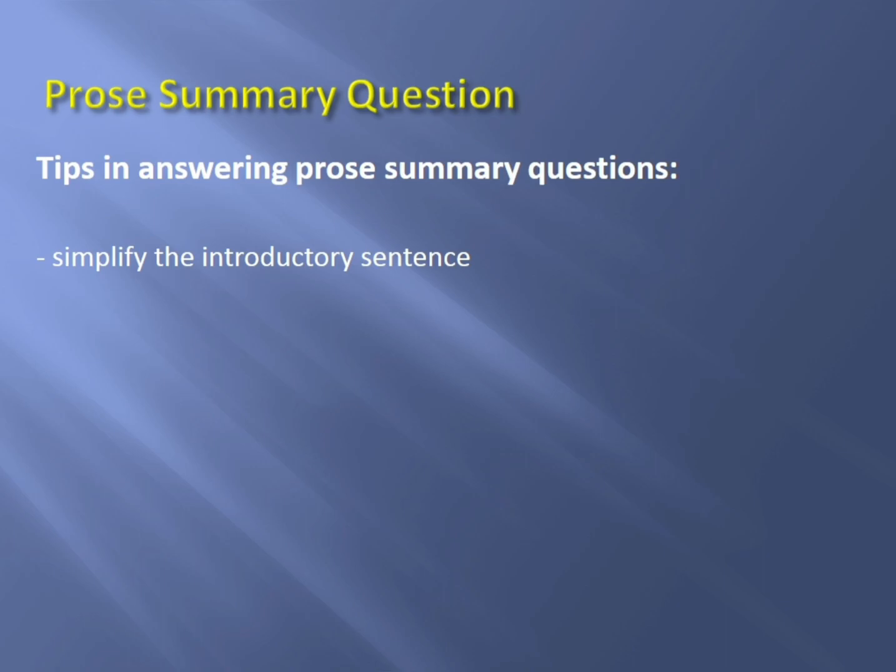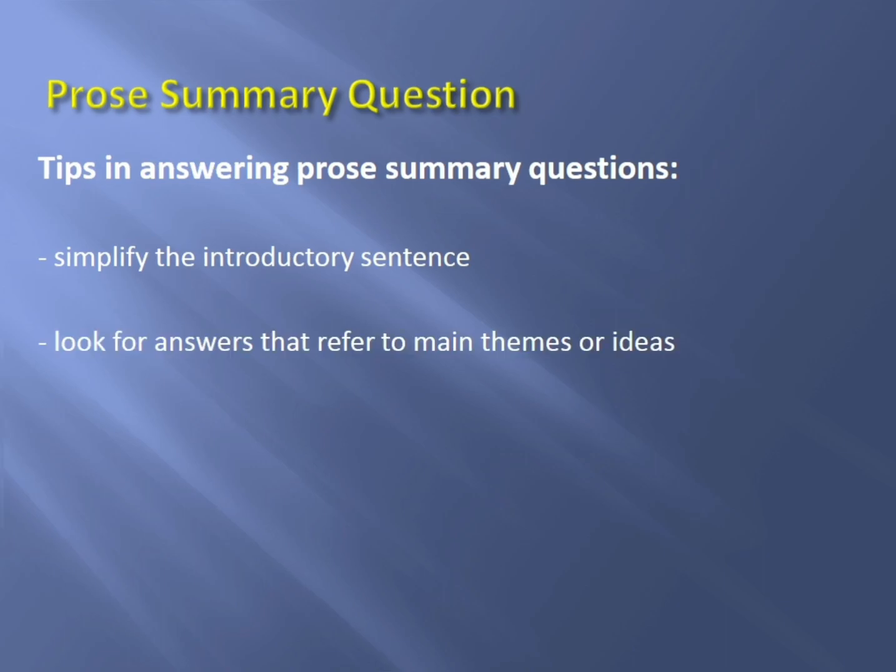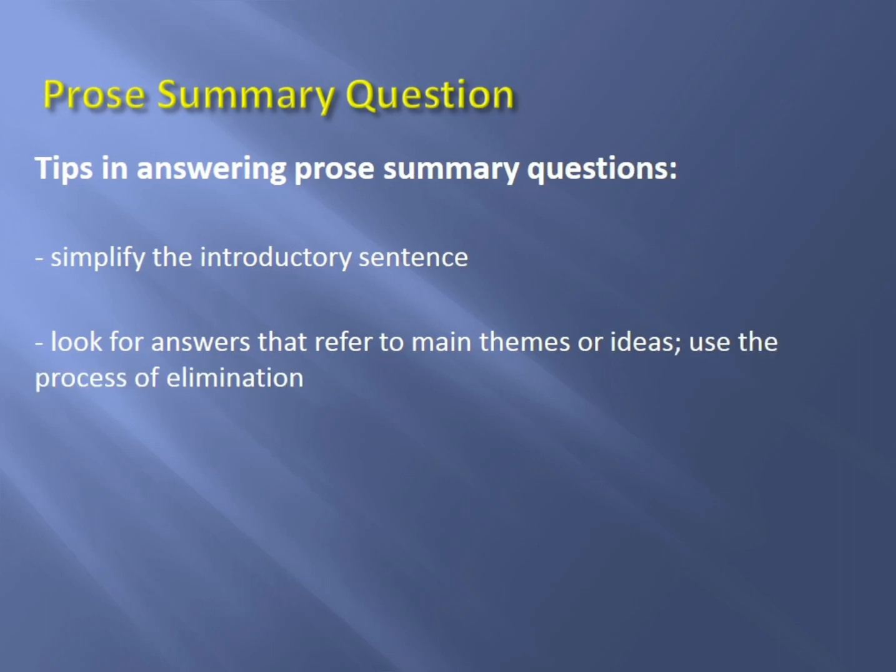Having a full understanding of the main idea of the introductory sentence is your guide to figuring out the correct answers. The second strategy would be: look for answers that refer to the main themes or ideas. Even without looking back at the text, which is obviously time-consuming, start searching for answers from the choices that focus on these main themes or ideas. Use the process of elimination and immediately cross out the choices that are not directly related to the introductory sentence. In this manner, you will have fewer options to choose from.